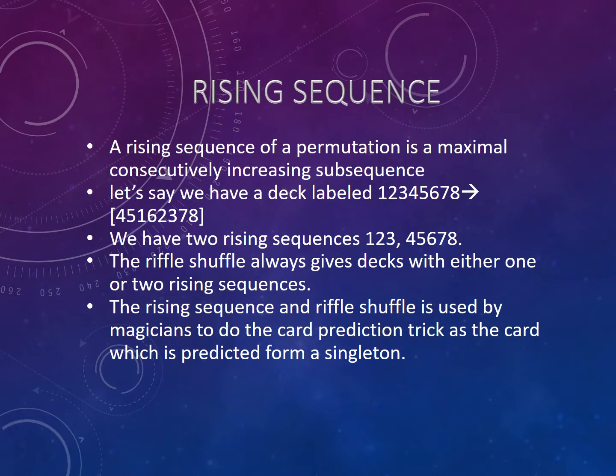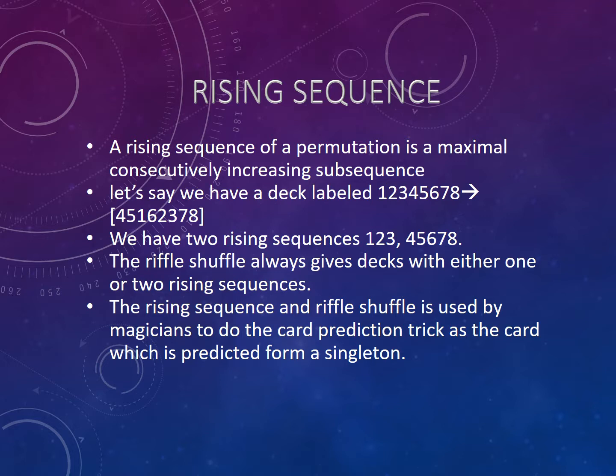What is a rising sequence? A rising sequence of a permutation is a maximal consecutively increasing subsequence. So for cards, let's assume a deck in some order labeled in increasing order and perform a chosen permutation on them. So we're considering an example. We have a deck labeled 1, 2, 3, 4, 5, 6, 7, 8. We permute it with the permutation. So the deck now is in the order 4, 5, 1, 6, 2, 3, 7, 8.